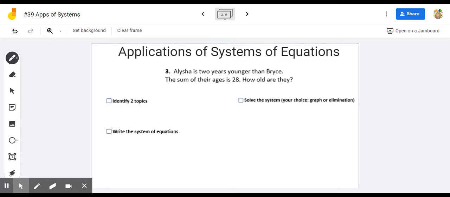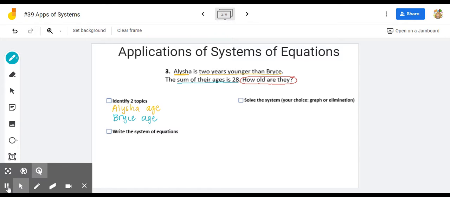All right, so here we go. Based on the information given, Alicia is 2 years younger than Bryce. The sum of their ages is 28, and we're looking for how old they are. So we're looking for Alicia's age and Bryce's age. Let's use the information to help us do this.